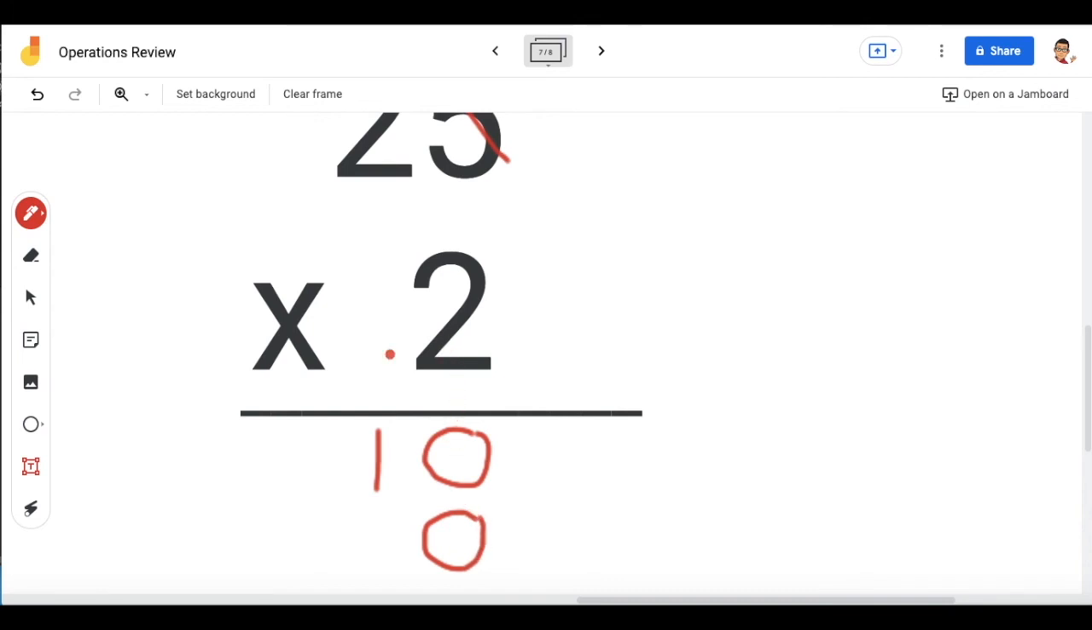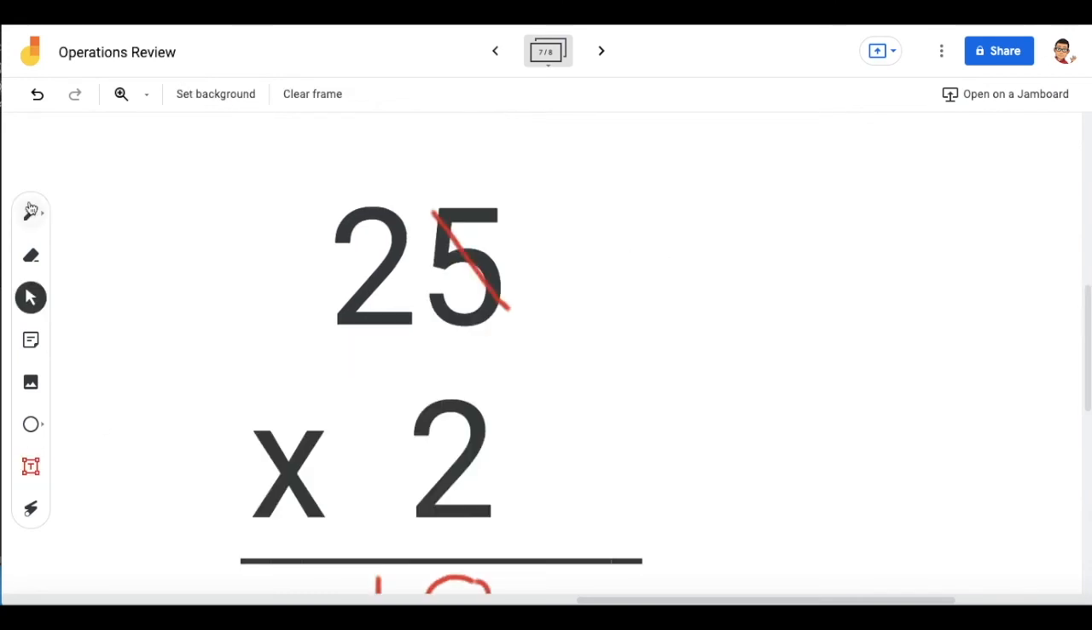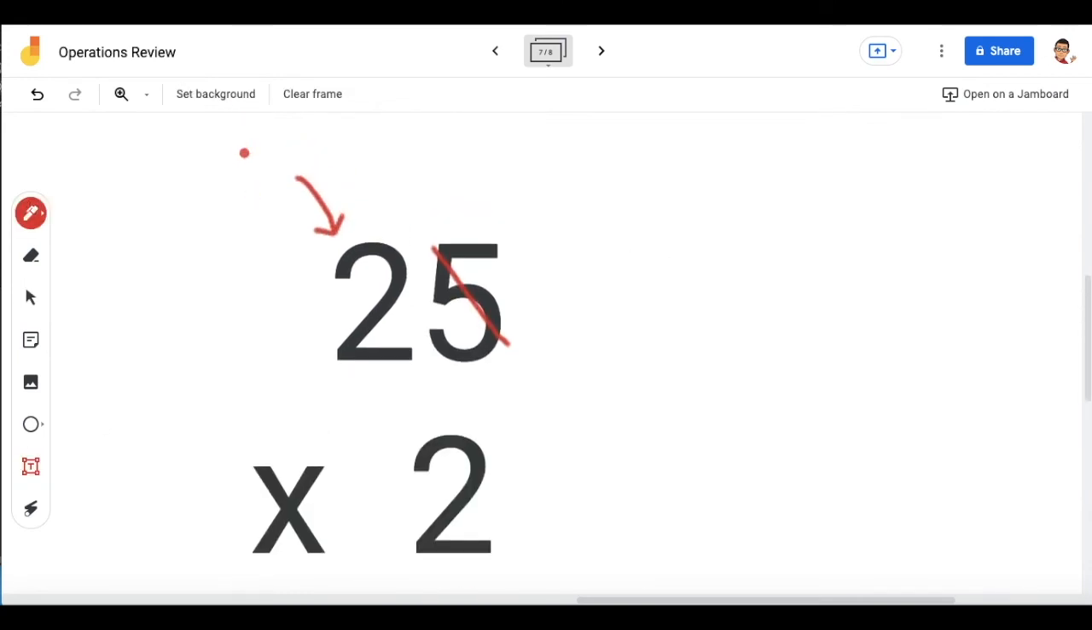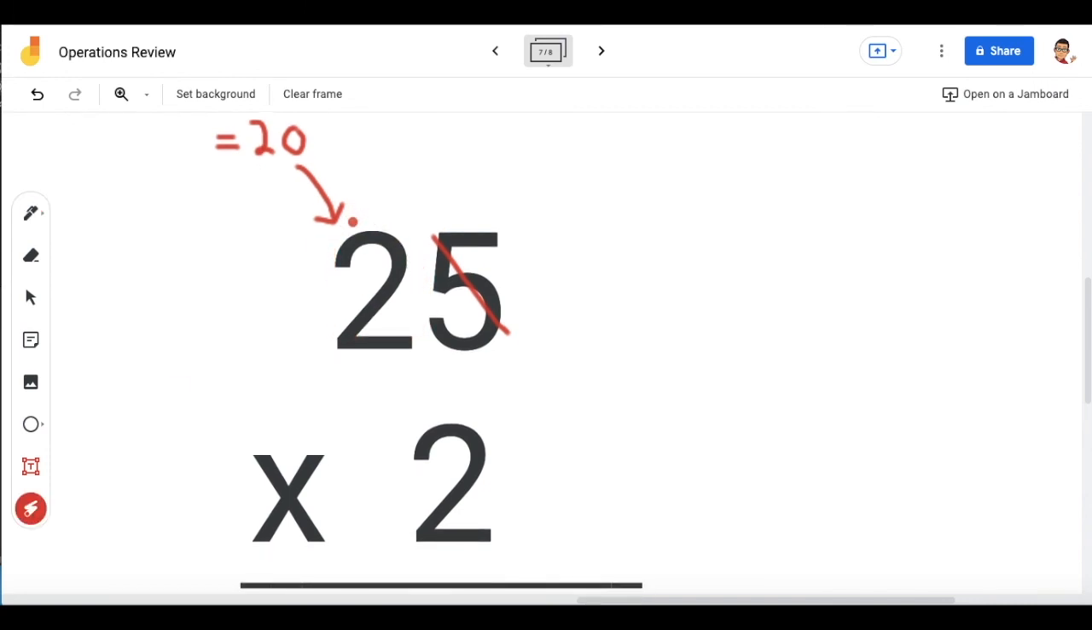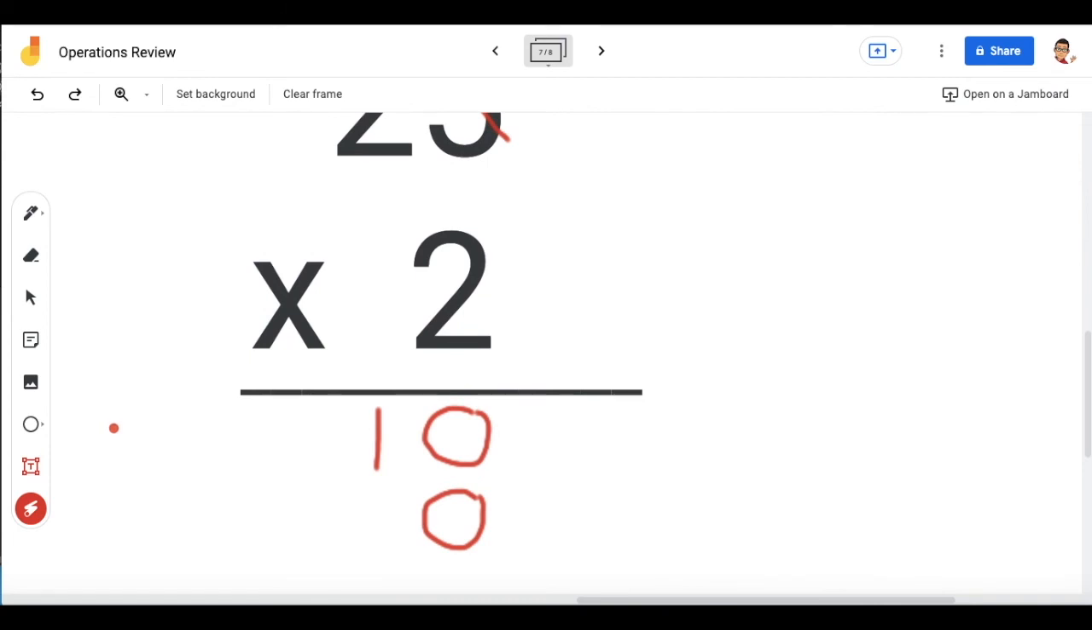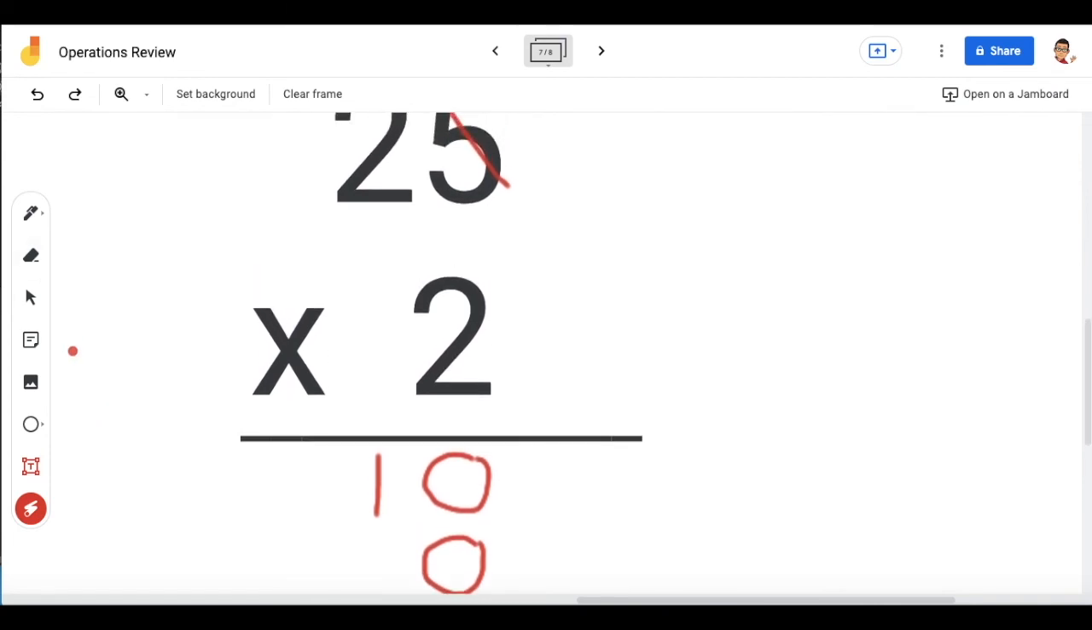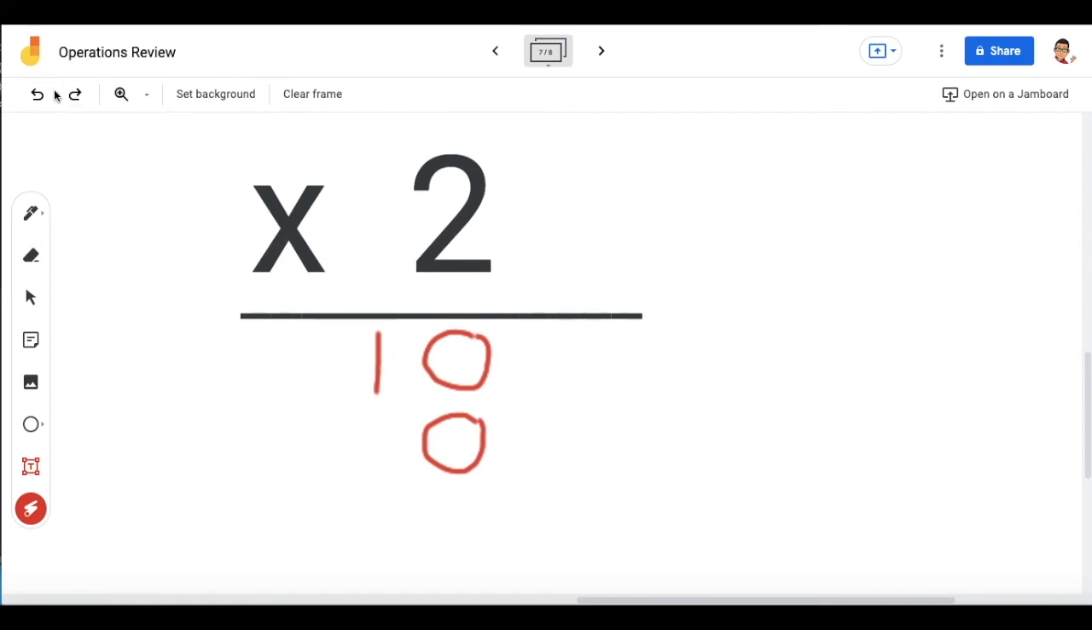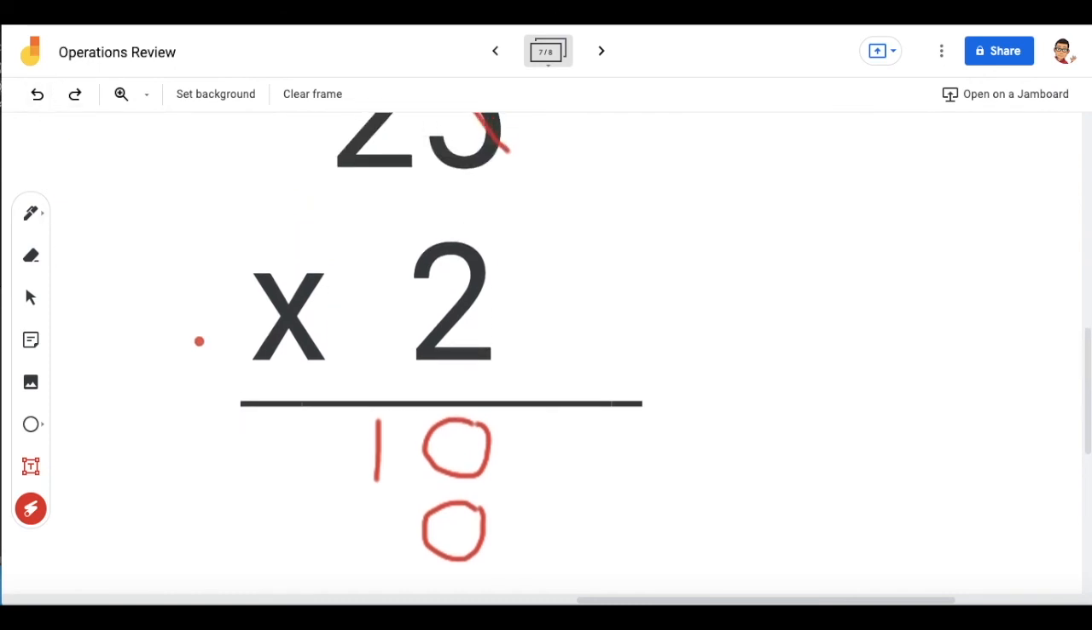And the reason we're doing that is because that 2 we're about to multiply, it's not a 2, it's 20. Because the factor we're multiplying by 2 isn't 2 and 5, it's 25. So even though, to save ourselves some time, we're going to multiply it as though it were a 2, in reality, this is a 20. And so that's why that 0 goes at the bottom at the beginning, because really you're multiplying 20 by 2, not 2 by 2.